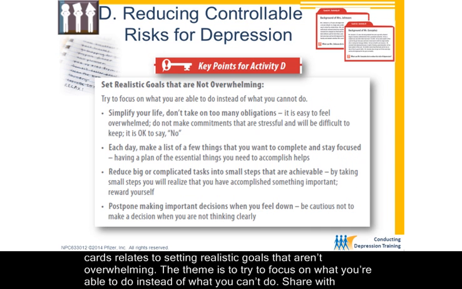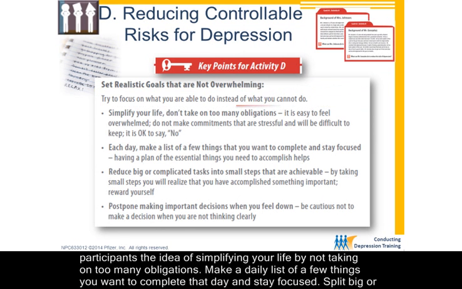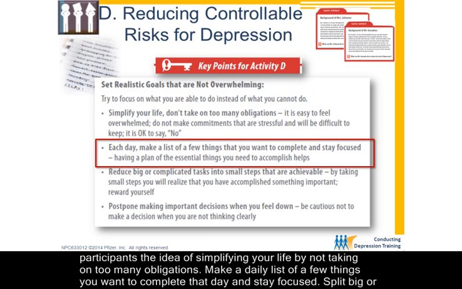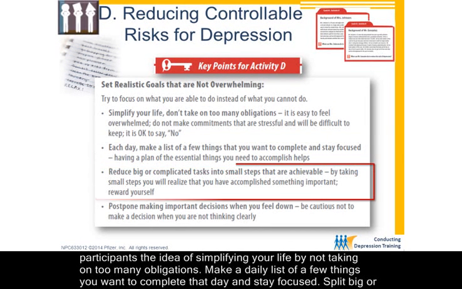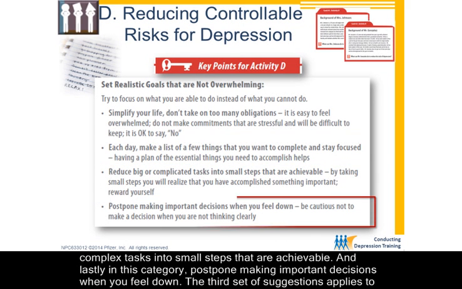The second set of suggestions that could be used to help both individuals described on the activity cards relates to setting realistic goals that aren't overwhelming. The theme is to try to focus on what you're able to do instead of what you can't do. Share with participants the idea of simplifying your life by not taking on too many obligations. Make a daily list of a few things you want to complete that day and stay focused. Split big or complex tasks into small steps that are achievable. And lastly in this category, postpone making important decisions when you feel down.